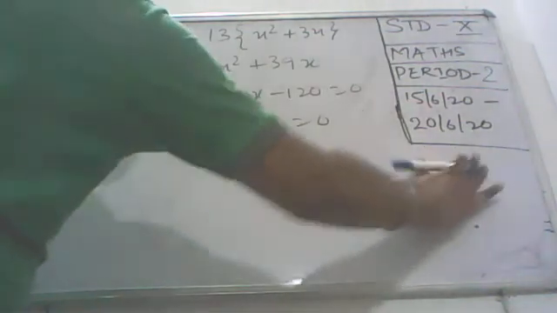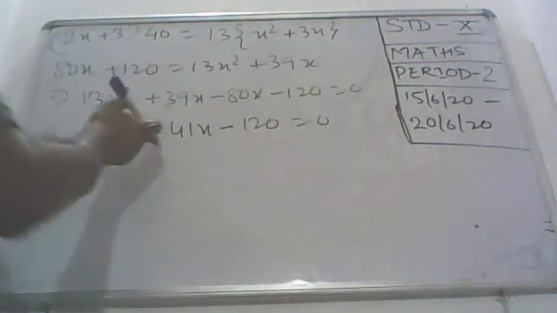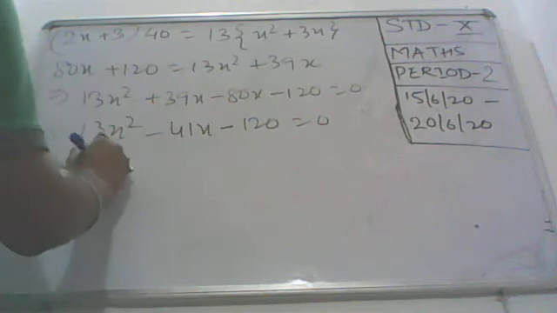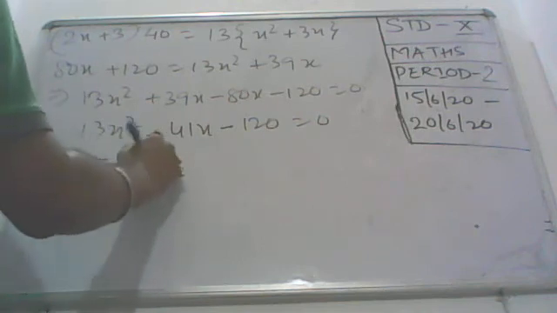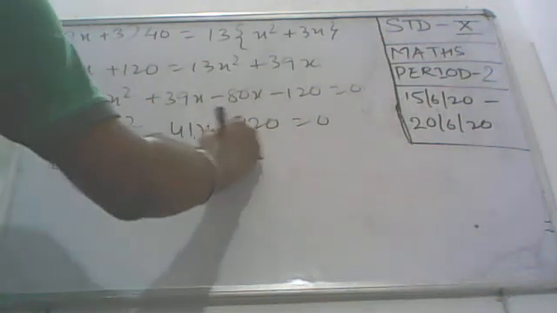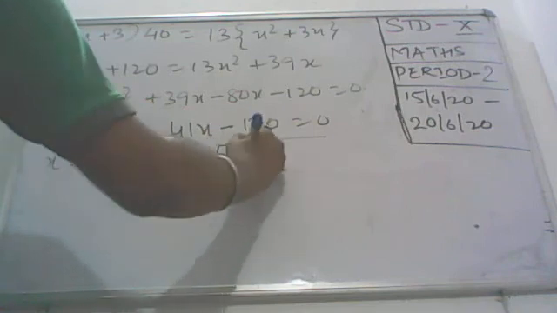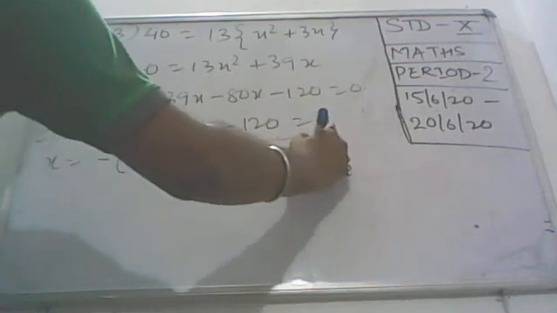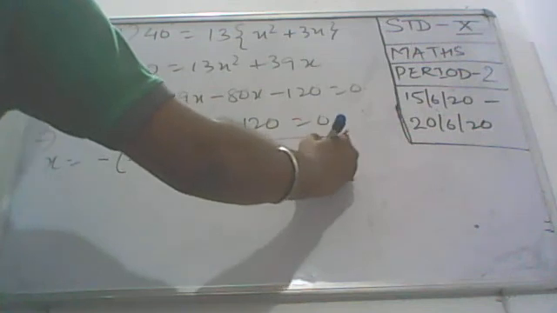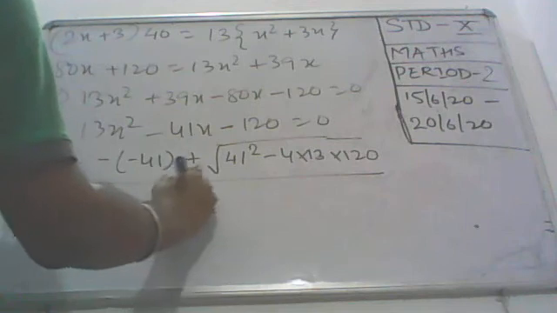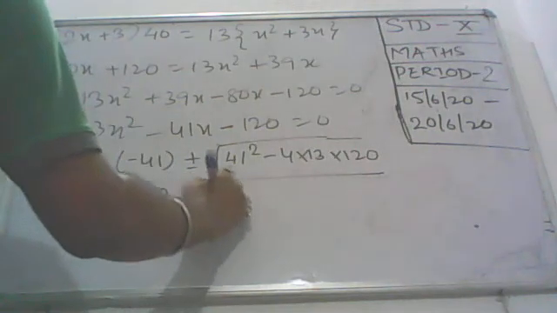Okay, we'll solve this with the quadratic equation. So our x will become how much? This will become minus b, that means minus 41, plus minus under root b square minus 4 into 13 into 120, all divided by 2 into a, that is 13.